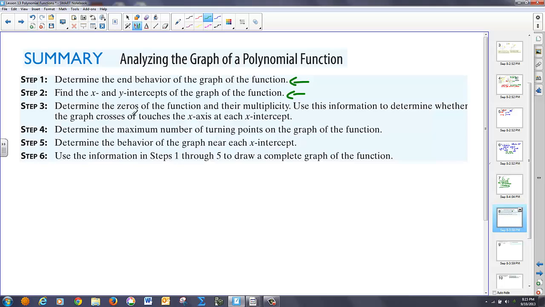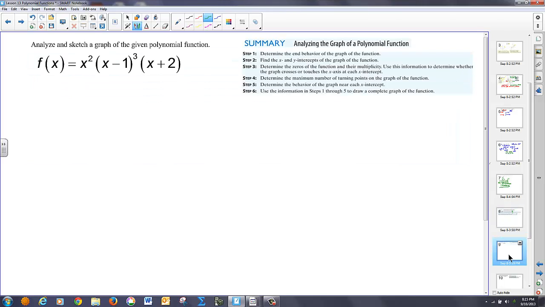We're going to take a look at the zeros of a function and their multiplicity. So that's going to be x-intercepts and how many times they're raised to certain powers. All right, whether or not the graph touches or goes through the x-intercept. All right, determine the number of turning points we've got. All right, and based on the behavior of the graph, see what happens at each x-intercept and then draw that graph when we're done. Let's take a look at the following function. We're going to analyze this and sketch its graph based on the polynomial.